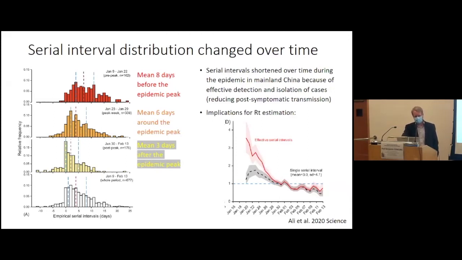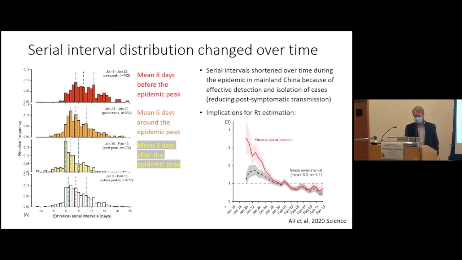So we saw serial intervals in China drop from 8 days before the epidemic peak to 6 days at the time it peaked because of control measures, down to 3 days after the epidemic peak. And that 3-day serial interval indicates there's a lot of pre-symptomatic transmission going on and not much post-symptomatic transmission at all. And there are some implications for that, which we're still working through.